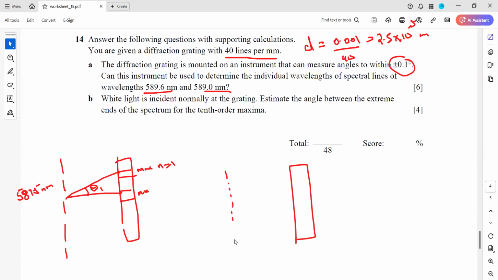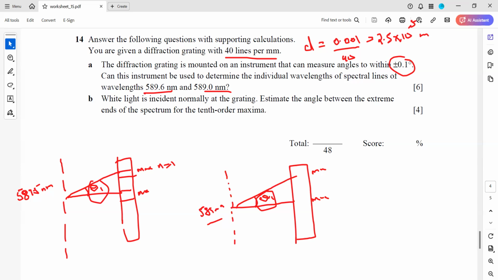This is a grating element, and we'll have a central maxima, and we'll determine this angle theta for the new wavelength, which is 589 nanometer. And this theta determines whether we are able to distinguish the individual wavelengths, or the difference in the angle. So what we do is determine the angle for the first order for both of them.